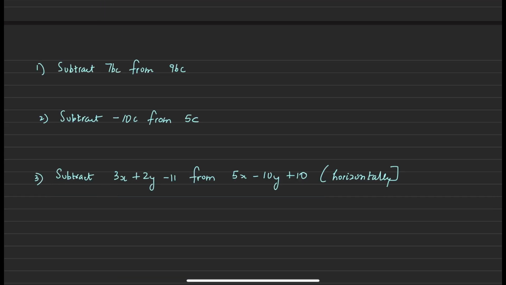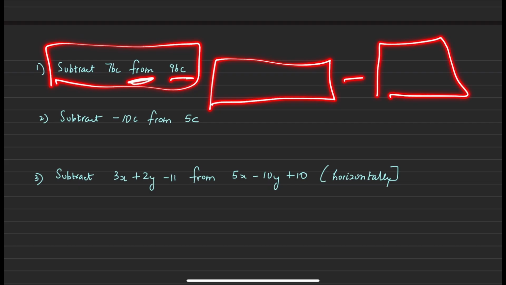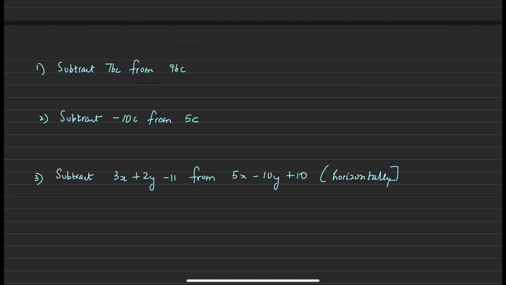After the word from, whatever expression is given, whatever term is given, will always come first. This is extremely important. After the word from, whatever is given is always in the first part, the first expression where the signs do not change. The second expression will come here, place a minus sign and then start changing. Let's see how it is done. This first one is only about the term, so I'm first going to write 9bc.